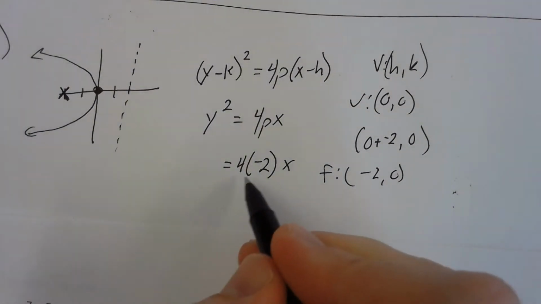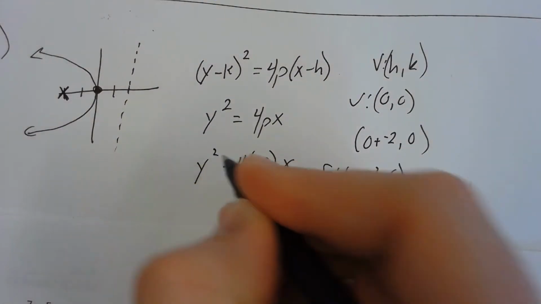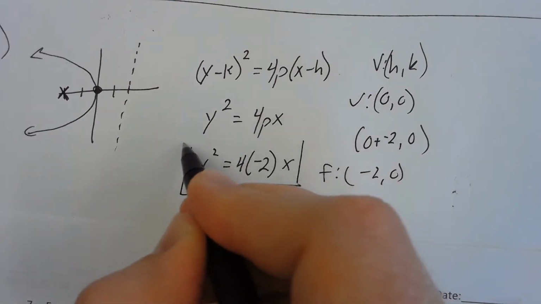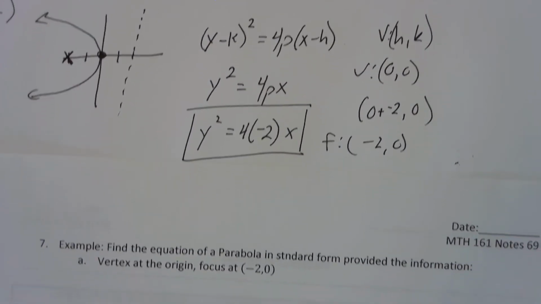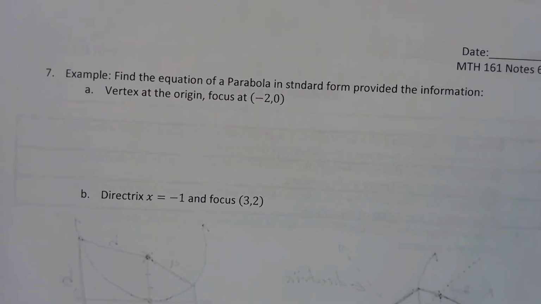So this right here would be the p-value that I'm looking for. So this is the equation of that parabola that we're actually trying to figure out. Again, it's important to understand that the p-value is the distance from the vertex to the focus. I don't know how many times I've said it. It's so important that if you can get that piece down, the rest of the stuff is really just formulaic in nature. Let's go ahead and look at example B in this exact same video.